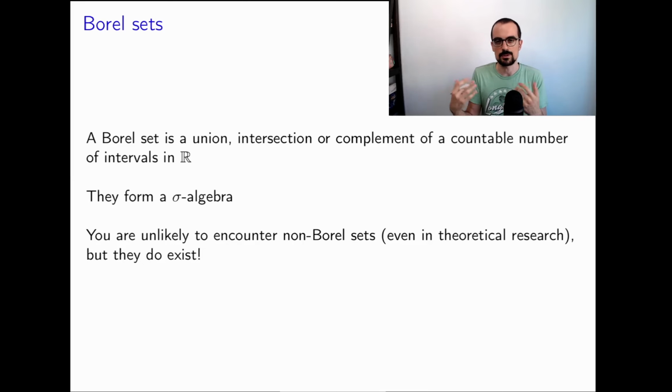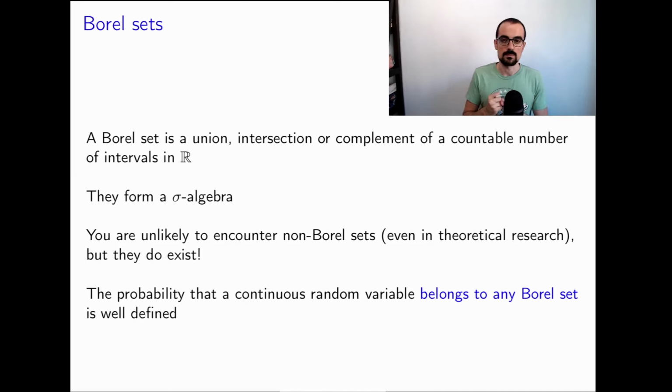Anyways, the point is that most reasonable subsets of the real line can be represented in terms of unions of intervals. So we're in very good shape, basically. Okay, because of the way we have defined continuous random variables, the probability that the random variable belongs to any Borel set is well defined.